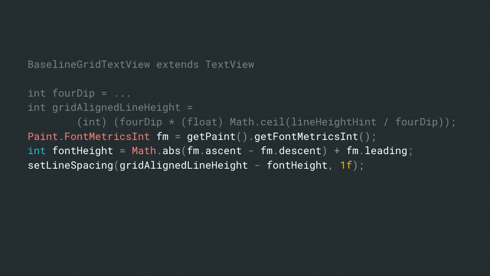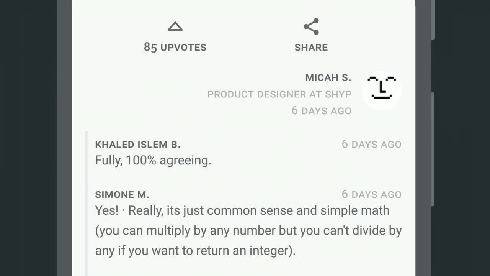The custom view actually does some extra stuff. It makes sure the padding top is right so that the first baseline sits on the grid, and it adjusts the padding bottom to make sure the entire element is a multiple of 4DP as well. So a bit of work, but I really think it helps to give you this nice regular typography.